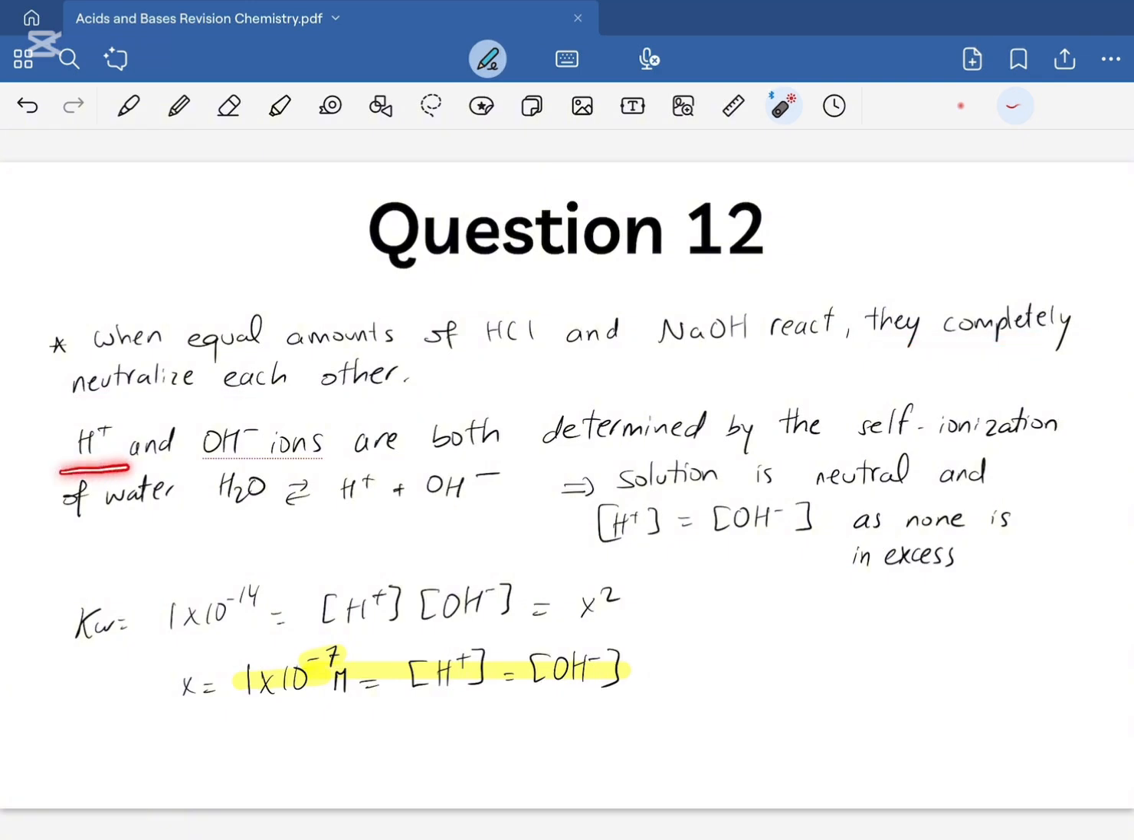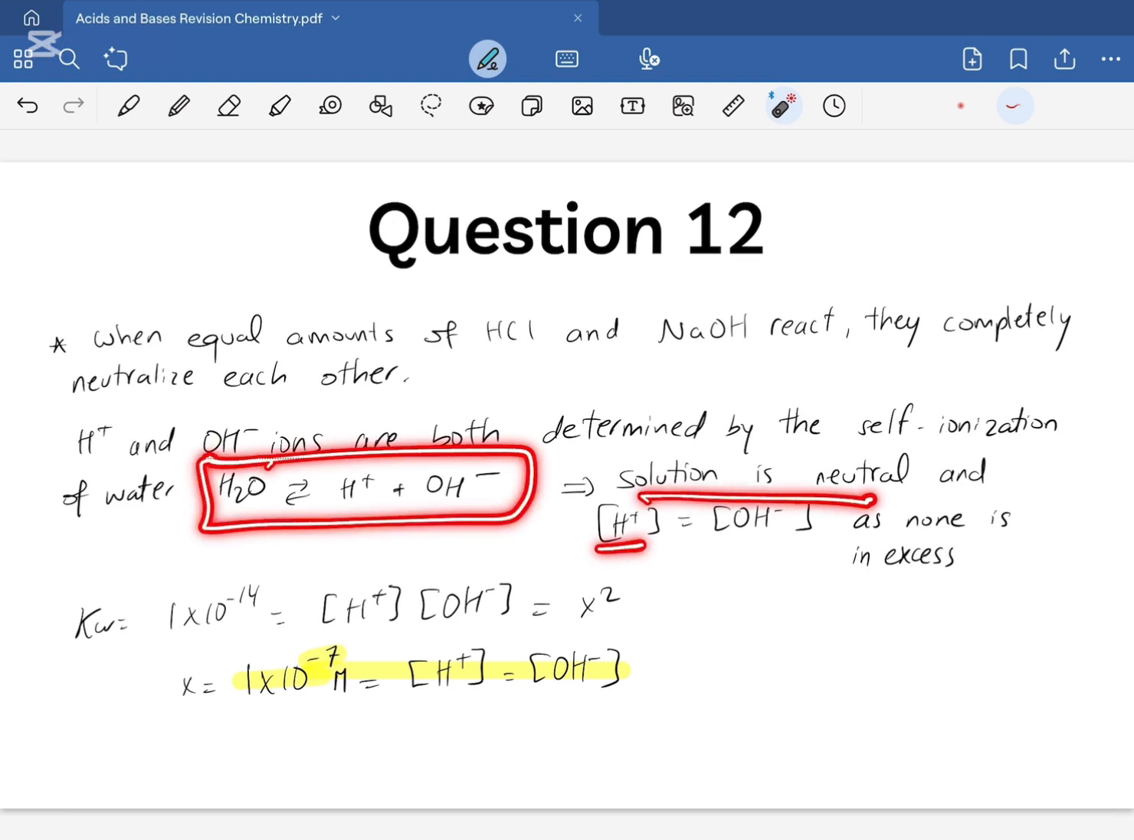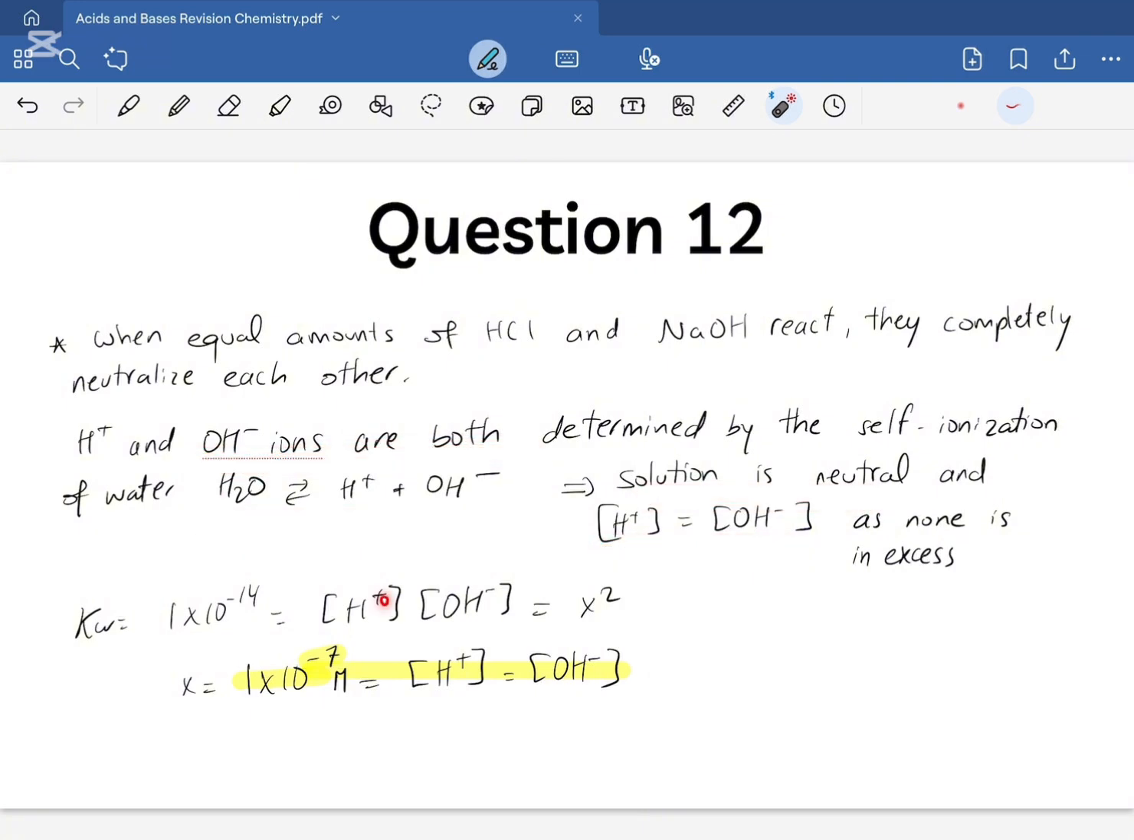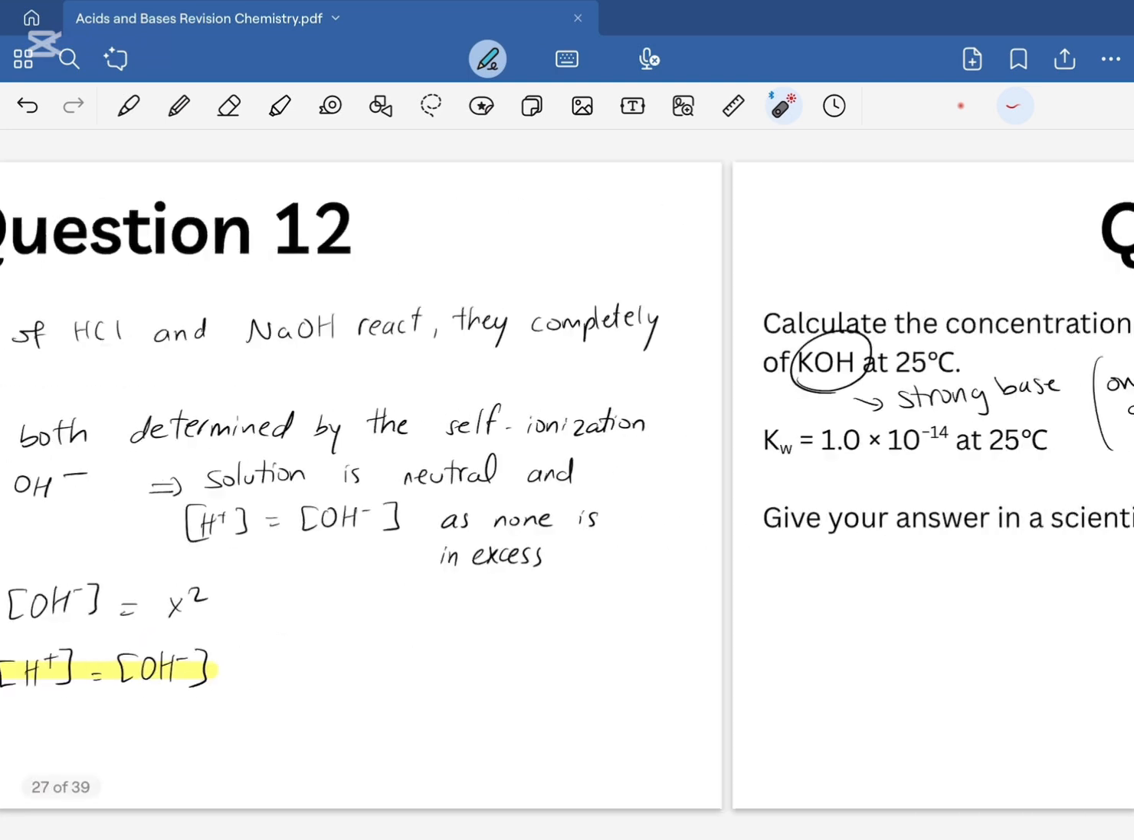In this case, the H plus and the OH minus ions are both determined by the self-ionization of water, which is this equation. This indicates that the solution is neutral and neither the H plus nor the OH minus is in excess. In this case, the concentration of H plus and OH minus will be equal. So I will use this equation over here. The radical of 1 times 10 to the minus 14 will be 1 times 10 to the power minus 7. This represents the concentration of H plus, which will be equal to the concentration of OH minus.